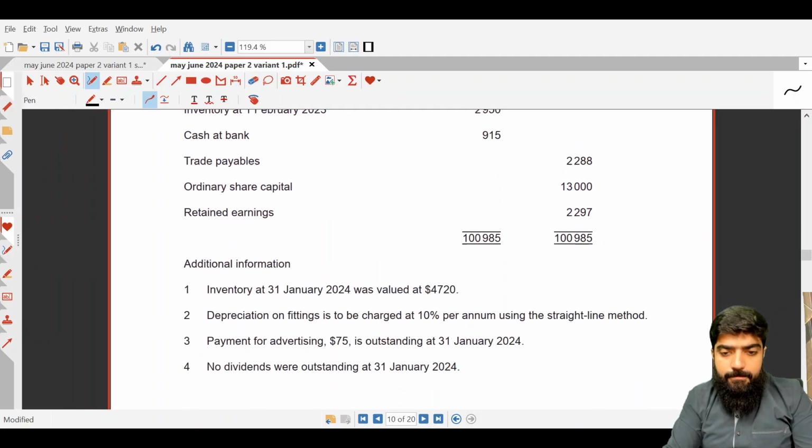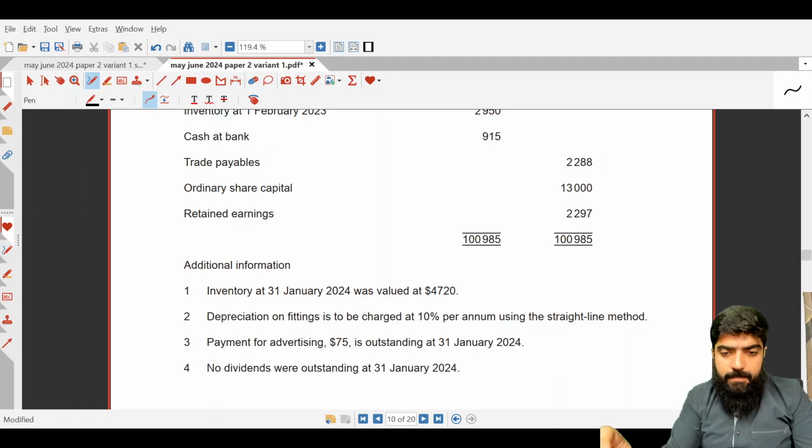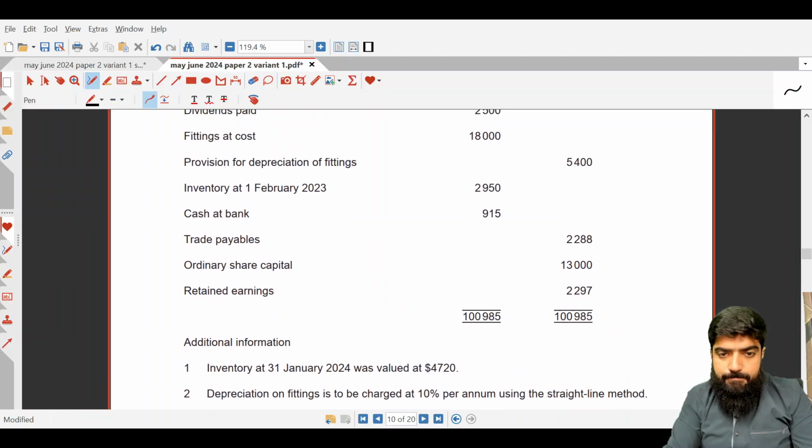Now, let's see the adjustments. I think I've done this one before, but we can do it again. Have you done this? I'm not sure. I have heard the names before.